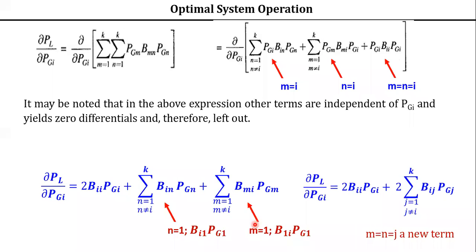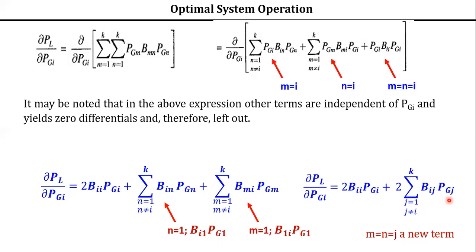Similarly, when m is equal to 2, n is equal to 2, we'll get pg2, pg2 with b2i and bi2, isn't it? Here this is symmetric, these two are equal, this is pg2, pg2, so 2 times of that. Like that you keep on adding all the terms for each value of m and n. So that's why we add a summation with the new limit j is equal to 1 to k, where j is not equal to i, because when j is equal to i, we have already separated the term from here. So this can be written as bij into pgj.